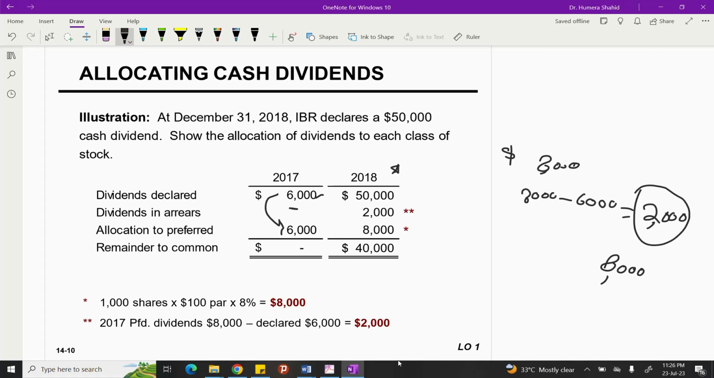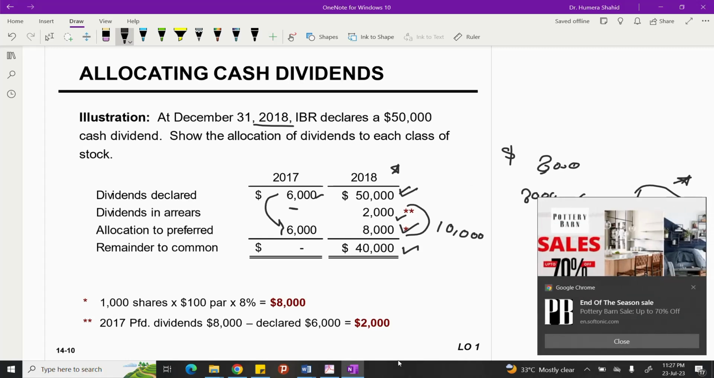At December 31st, 2018, which is next year, IBR declared a 50,000 cash dividend. Now let's show the allocation. How much dividend is declared? 50,000. Is there any arrears? Yes, the previous year's 2,000 was not paid, so we mention that. What is the dividend of the current year? 8,000 to the preferred stock. So out of 50,000, together 10,000 will be paid out to the preferred stock. The remaining will be given to the common stockholders, which is 40,000.